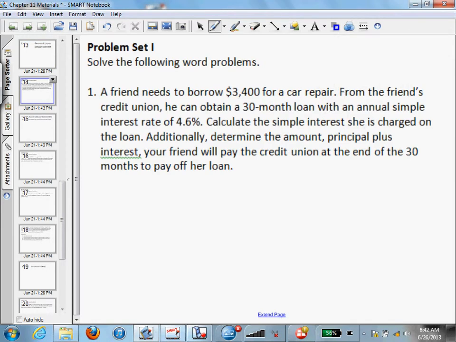So problem set 1, you have a friend who borrows $3,400 for a car repair. From the friend's credit union, she can obtain a 30-month loan with an annual simple interest rate of 4.6%. Calculate the simple interest she is charged on the loan. Additionally, determine the amount, principal plus interest, your friend will pay the credit union at the end of the 30 months to pay off her loan.